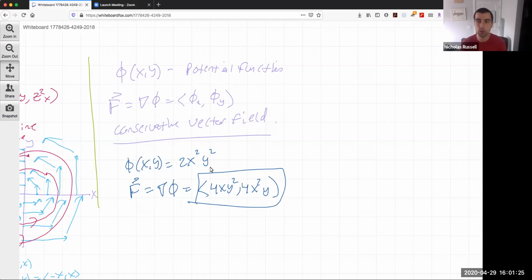So a conservative vector field is the gradient of a potential function. We call that phi a potential function. And that's going to play a really big role in a couple of sections here. That's the basic gist of 16.1. Those are the main takeaways here.